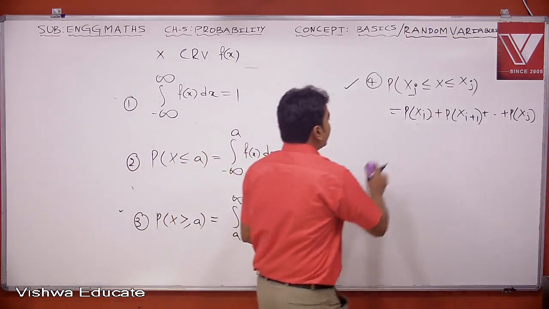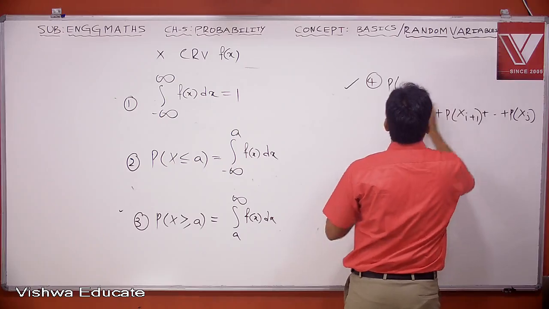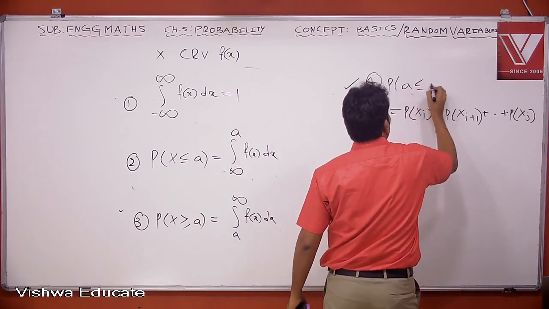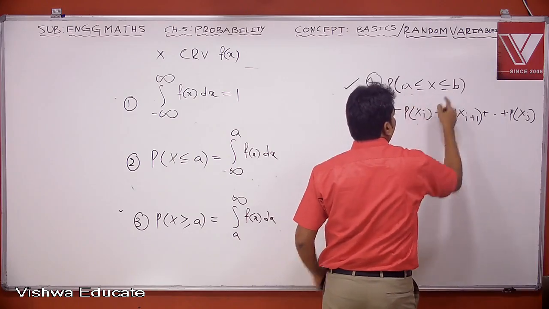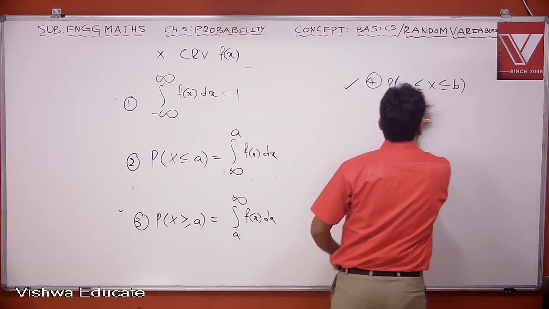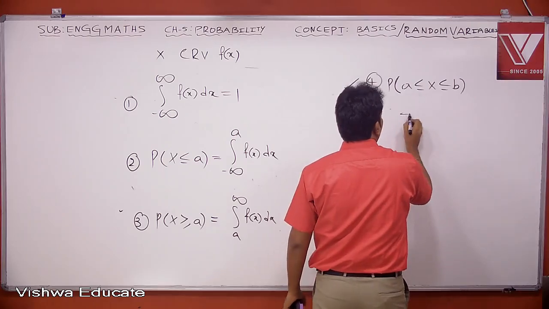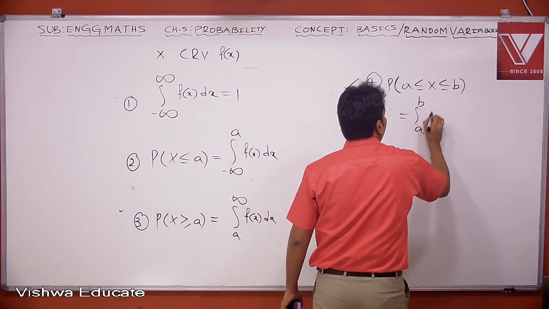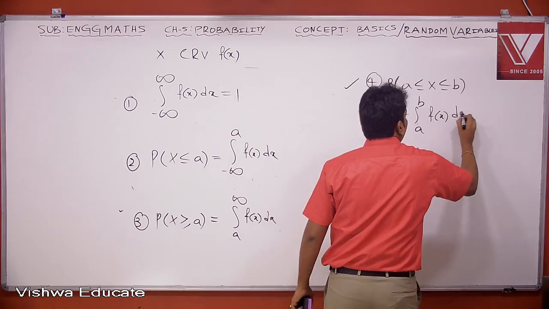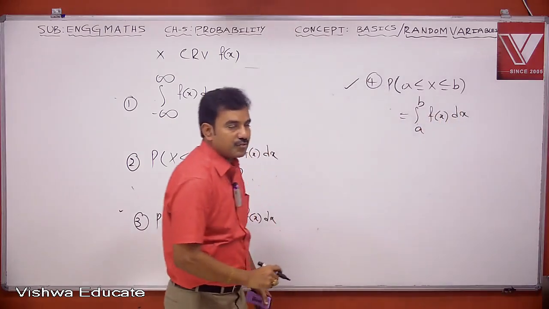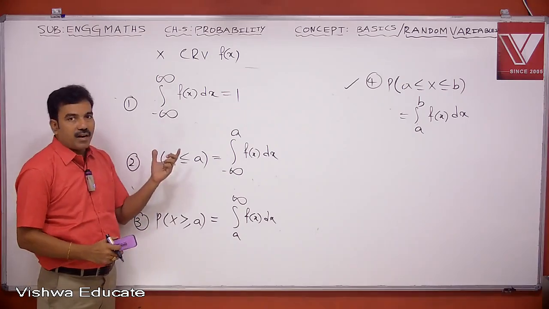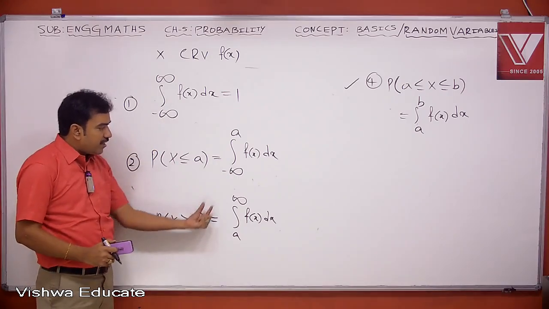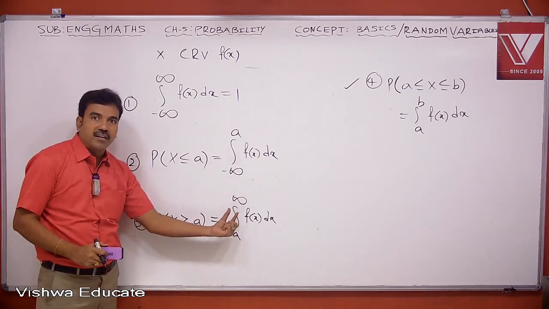Now when you look at this, P of a less than or equal to x less than or equal to b. That means the random variable lies between the sample points a and b. In that case, this becomes integral a to b f of x dx. Now you can see in case of continuous random variables, all probabilities are expressed in terms of definite integrals.